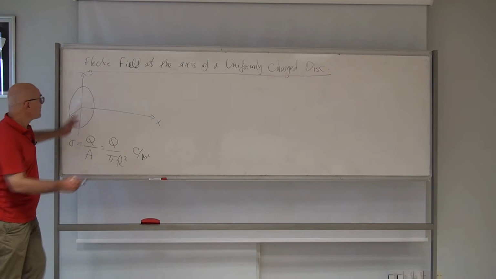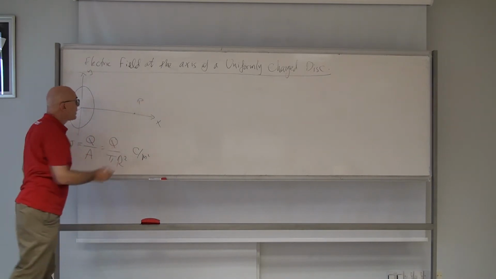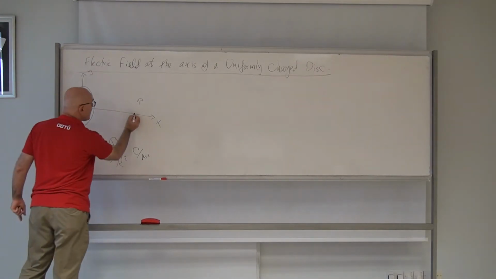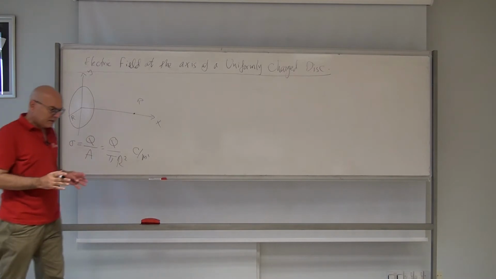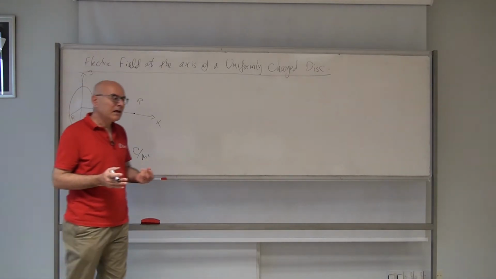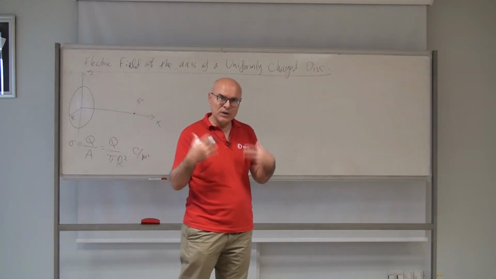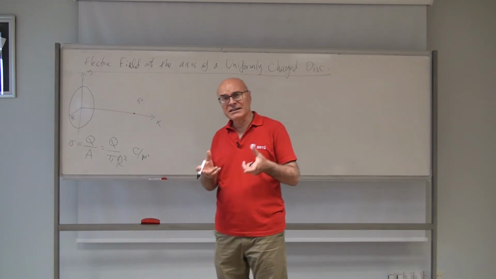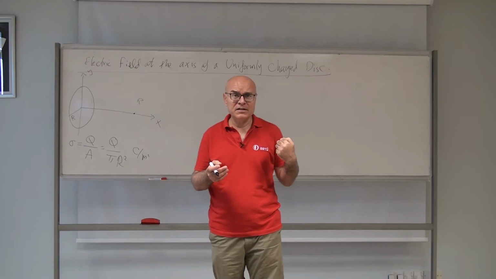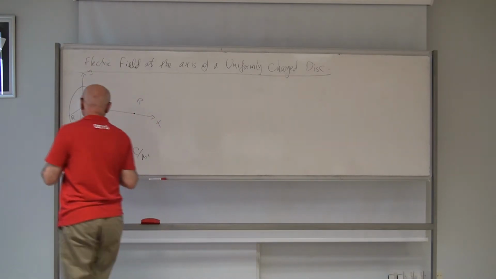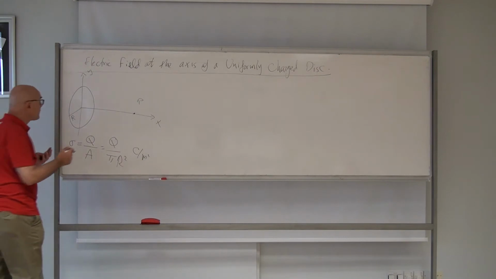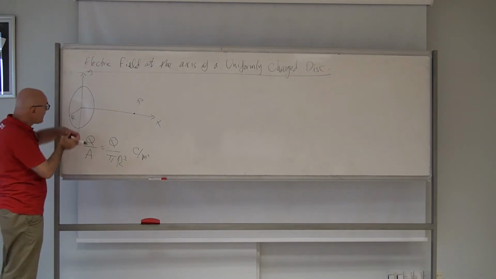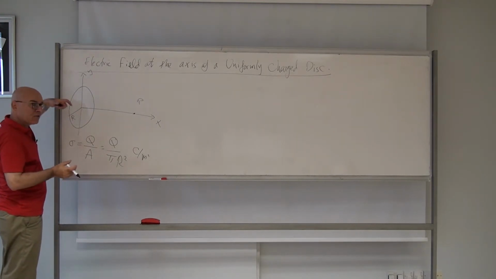Now I want to find the electric field generated by this disk at a point P along the positive x-axis. Here, the idea is that we should make use of something that we already know, which is the electric field of a uniformly charged ring that we found in a previous example. So we think of the disk as being composed of rings, and these rings cover the whole area of the disk.